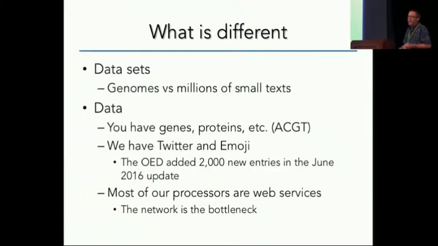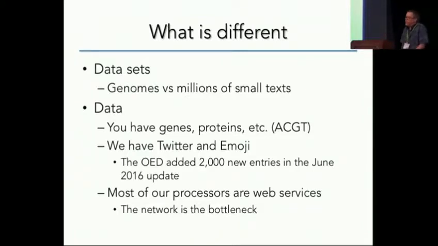We do have some differences as well, of course. You guys work with genomes and proteins. I tend to think of genomes as being relatively large data sets, where we work with millions of small texts. A tweet is 140 characters long. Even a large novel is only about half a megabyte. The data itself, as I said, you've got genes and proteins. We've got Twitter and emoji. People are thinking up new words all the time.